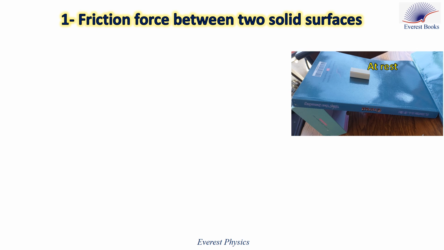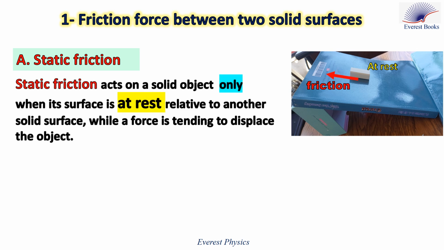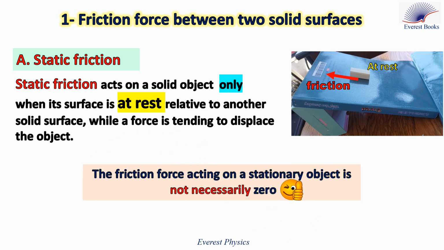In reality, a force of friction between the bottom of the eraser and the surface prevents the eraser from falling down. This force is called static friction. Static friction acts on a solid object only when its surface is at rest relative to another solid surface, while a force is tending to displace the object. This slide disproves the first misconception and shows that the friction force acting on a stationary object is not necessarily zero.